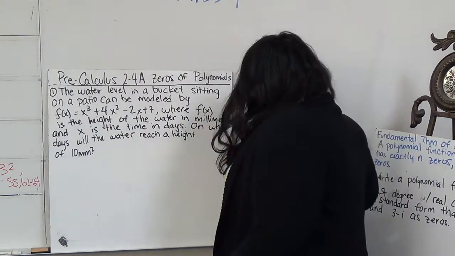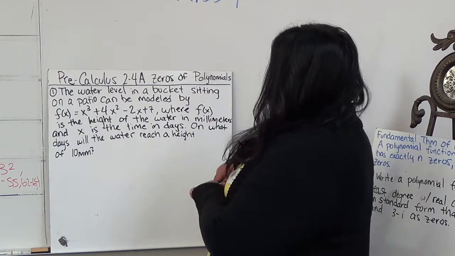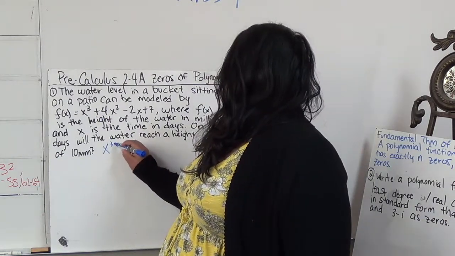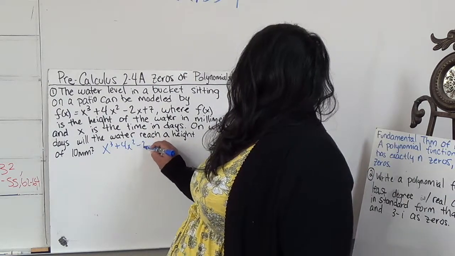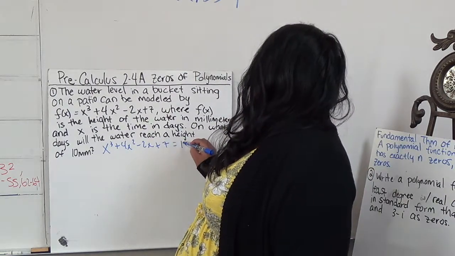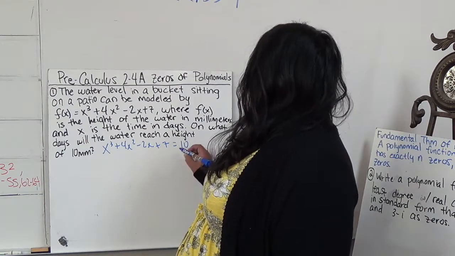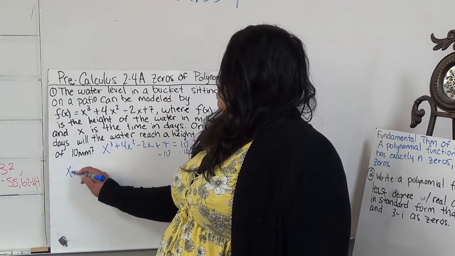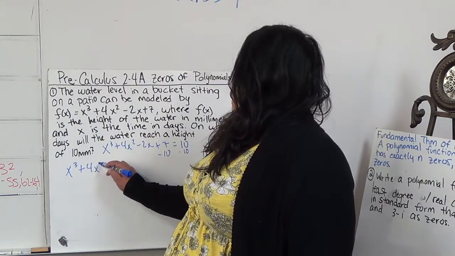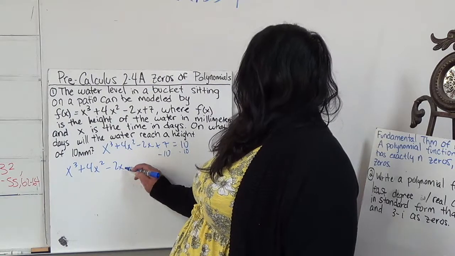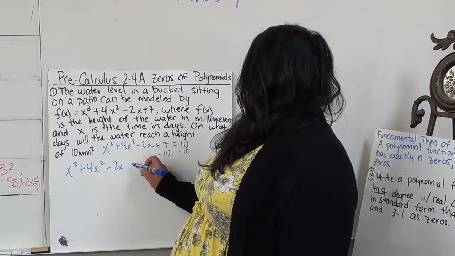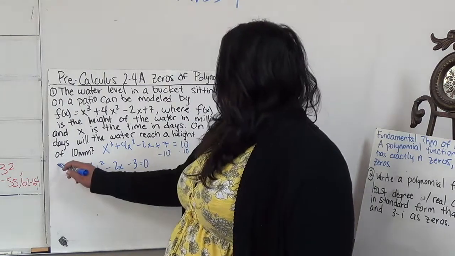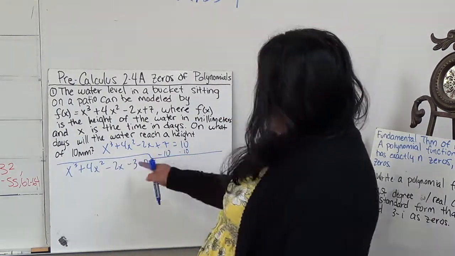On what days will the water reach a height of 10 millimeters? So I need to know when this equation equals 10. So what I can do is I can subtract each side by 10. So I end up with x cubed plus 4x squared minus 2x, and then 7 minus 10 is negative 3, equals 0. So this right here is the equation that I want to solve.